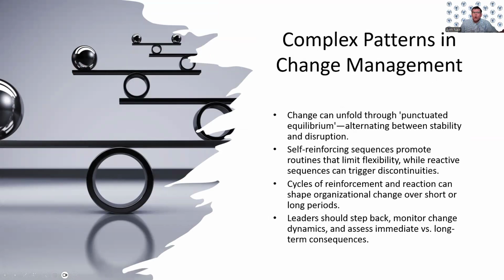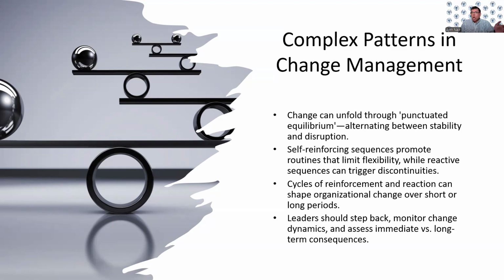Now, change always unfolds in waves of stability and disruption. This is the concept of punctuated equilibrium. Organizations must navigate cycles of reinforcement and reaction to remain adaptable in a rapidly shifting environment. So punctuated equilibrium means stability versus disruption.